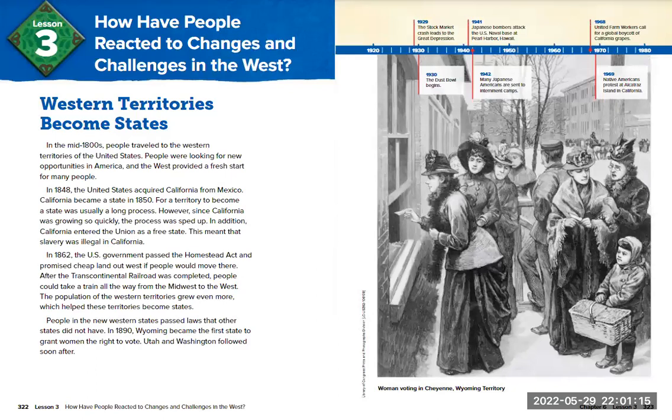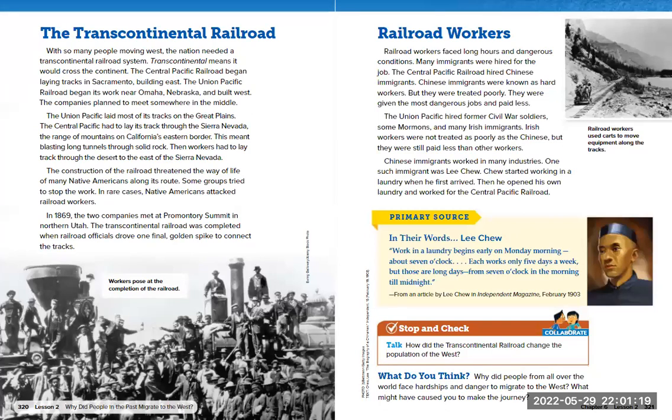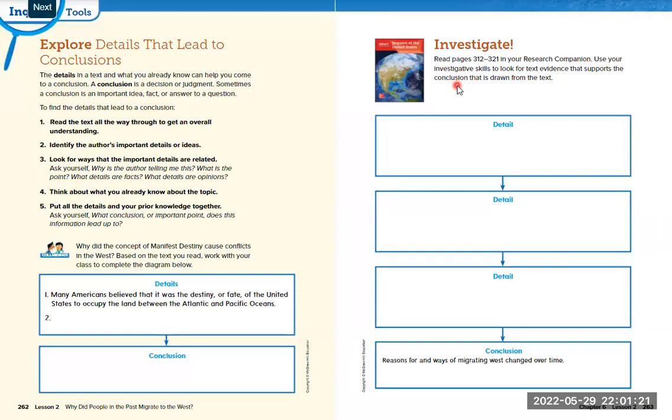And that is the end of lesson 2 in your textbook. Let's go back to your workbook page and try to find 3 details that give reasons for the ways that migrating west changed over time. So migrating means to move from one place to another.